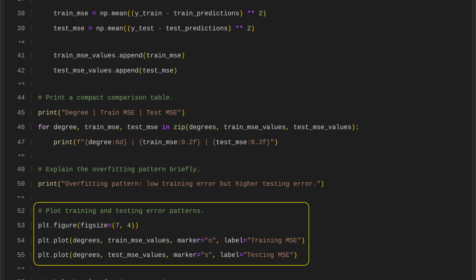Create a plot that compares training and testing mean squared error across polynomial degrees. The training errors are shown with circular markers and the testing errors with square markers, making it easy to see how error changes as model complexity increases. This comparison helps reveal patterns such as overfitting.